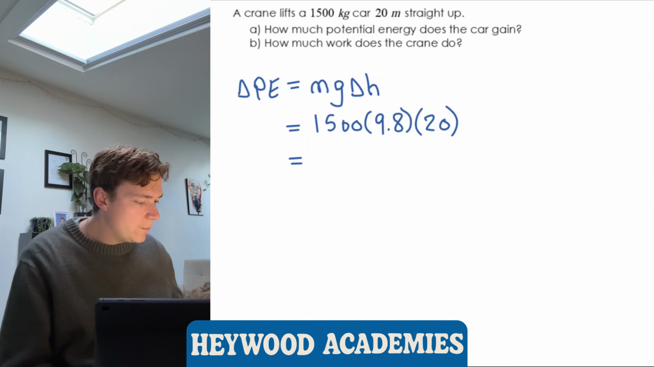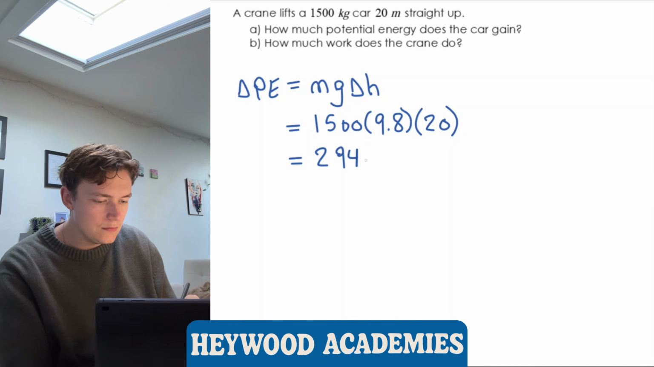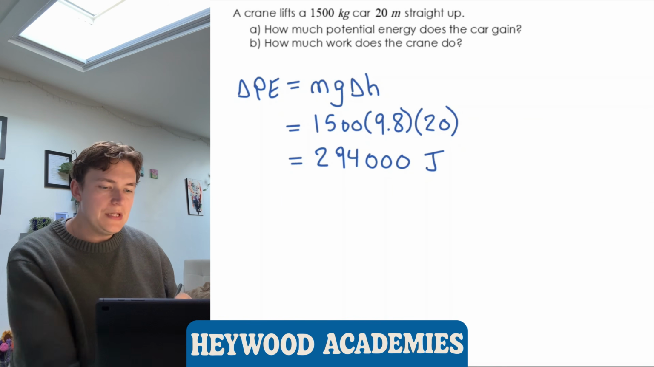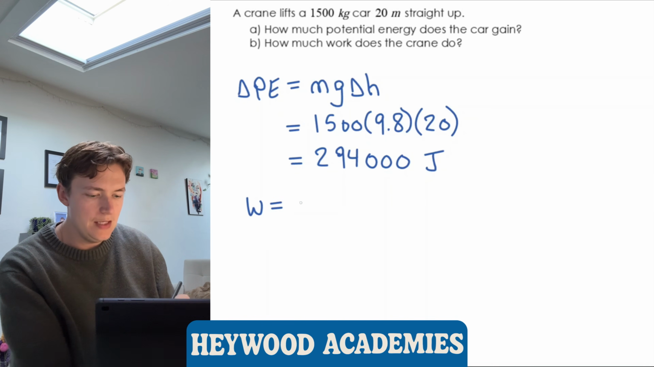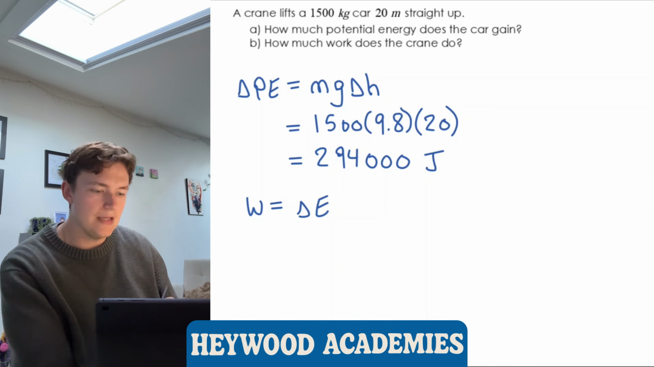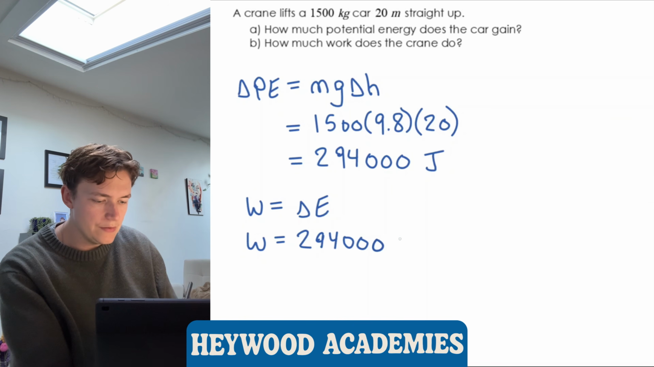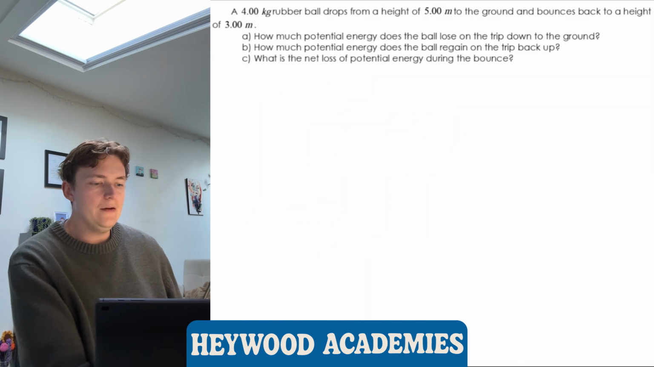Now we work that out. 1,500 times 9.8 times 20 is 294,000. So that's how many joules that we got. That's the change in potential energy. Now the work, how much work must the crane do? The work is equal to the change in energy. And in this case, the only energy that we're changing is that potential energy. So it's just going to be equal to that exact same number, 294,000 joules.